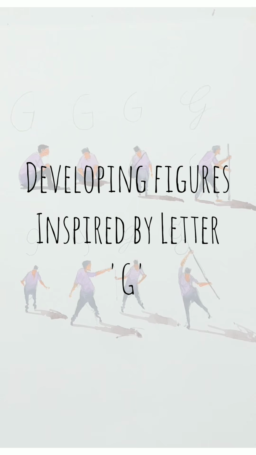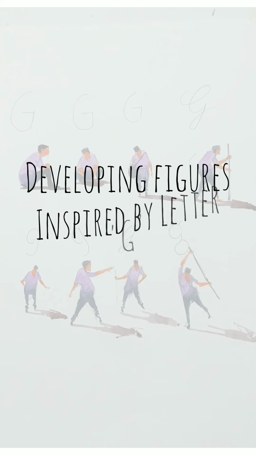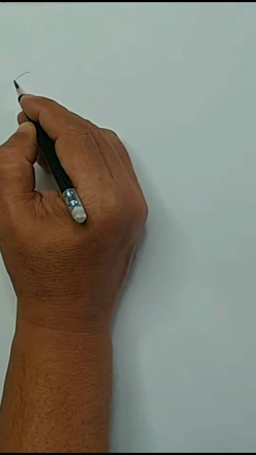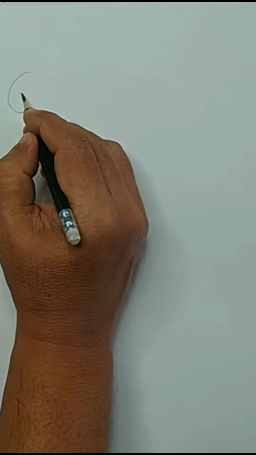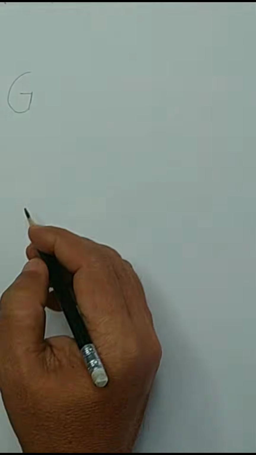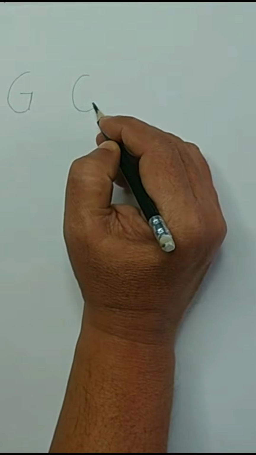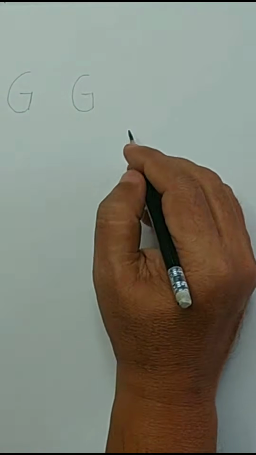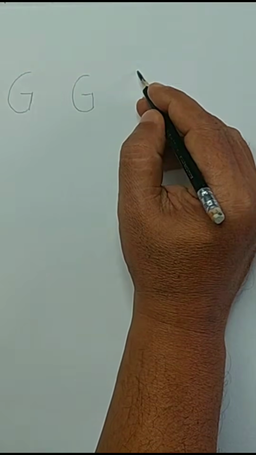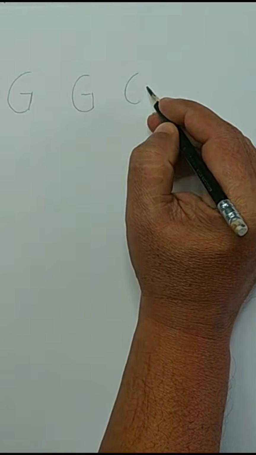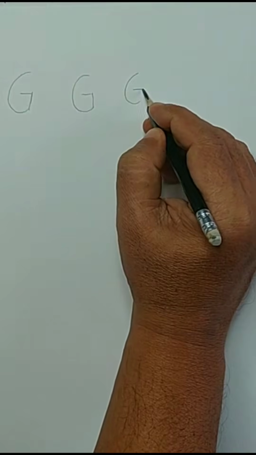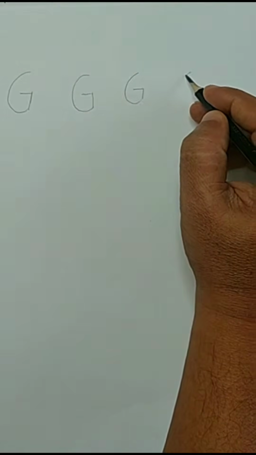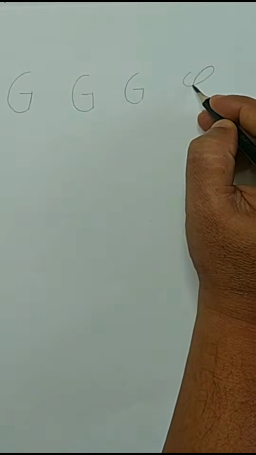In today's video, we are developing figure actions from letter G. Let us start. Let us write the letter G in different ways. Let us start with some capital letters. I'm just writing some variations of letter G. Maybe a cursive one also.